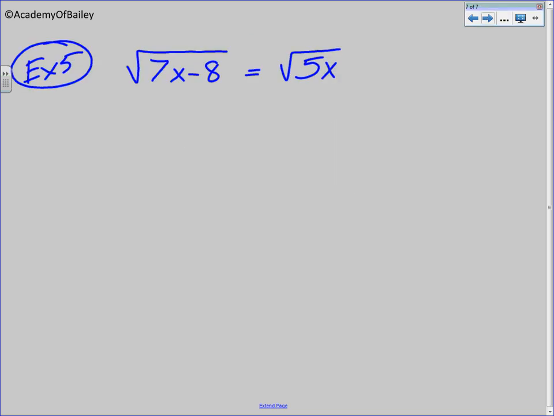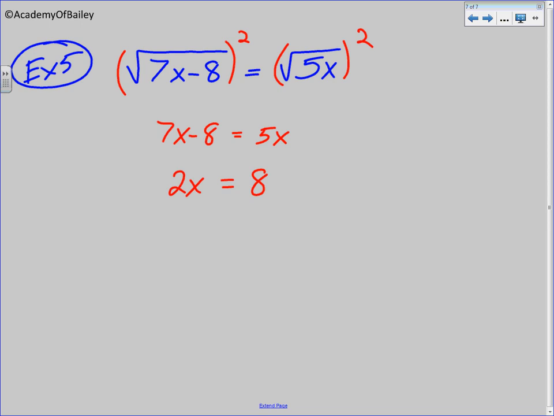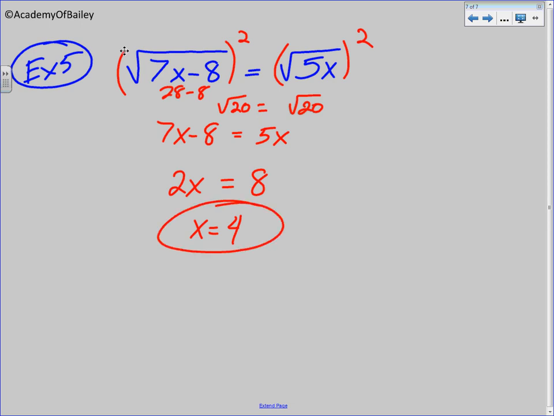And this last one, let's see what you can do here. I'm going to square both sides, giving me 7x minus 8 is equal to 5x. Subtract 5x from both sides and add 8 to both sides, and x is equal to 4. If I plug that in, I get the square root of 28 minus 8, which is the square root of 20, and is that equal to the square root of 20? Yes, it is. So, x equals 4 is the solution.